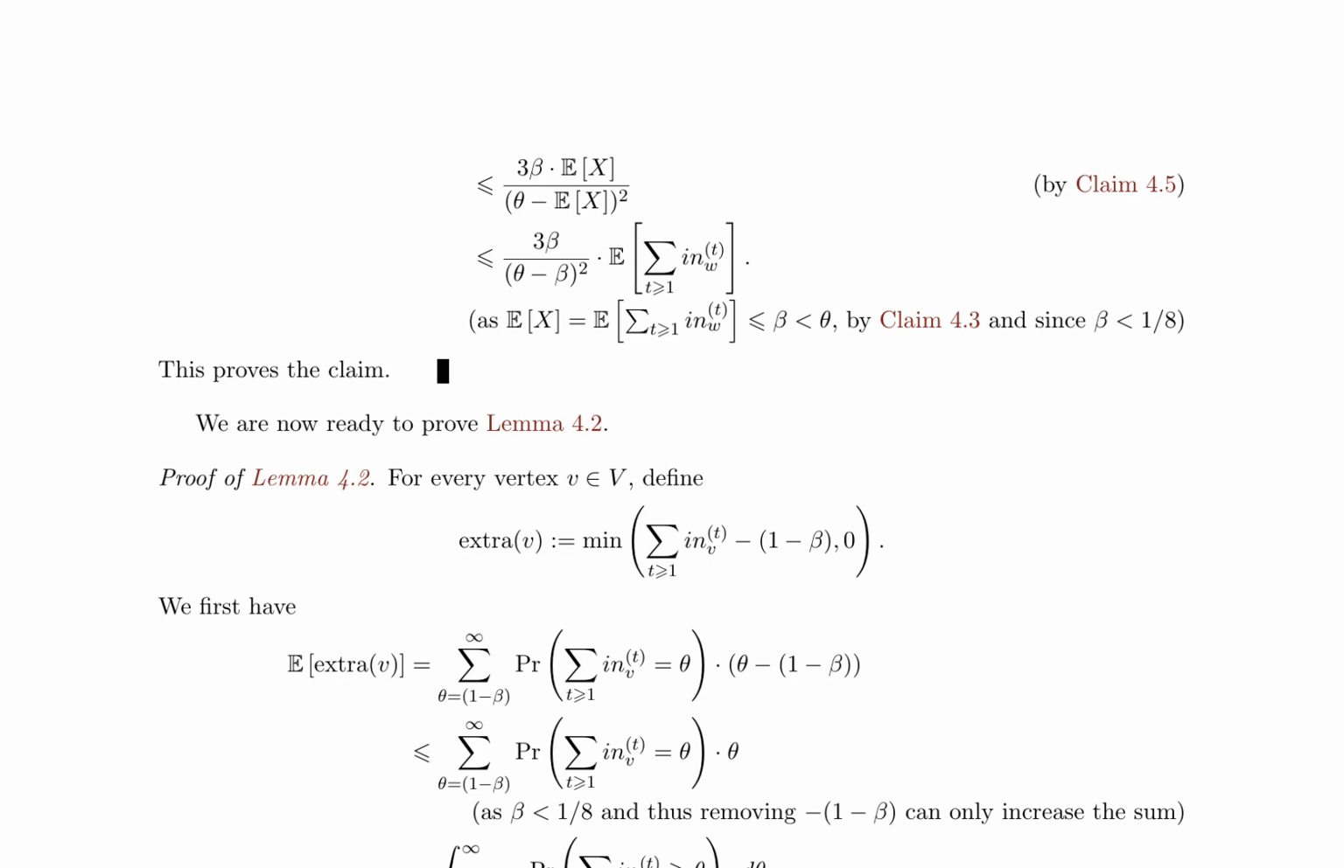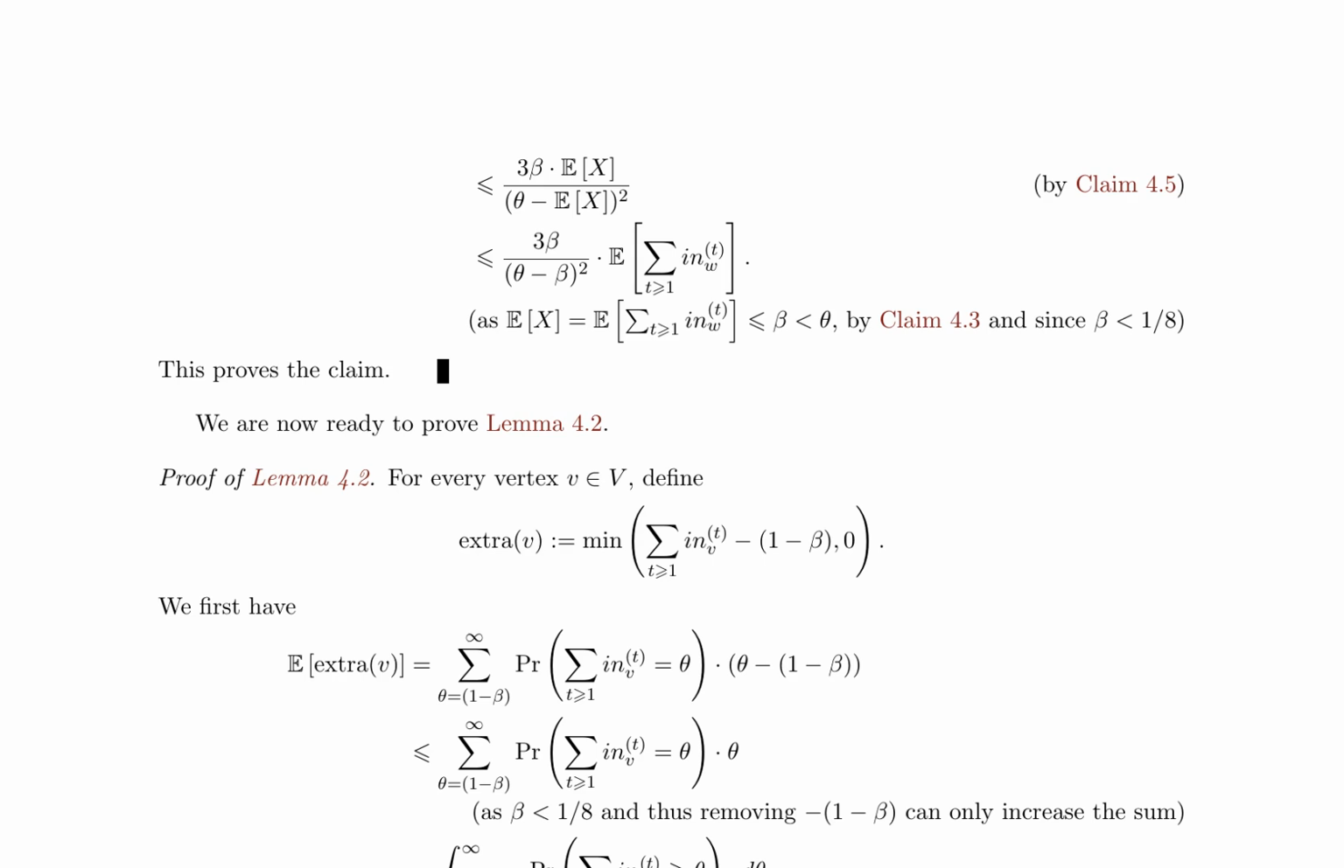Next, the proof of lemma 4.2 is provided, which gives a bound on the expected value of a function of the variable. This function, denoted as extra, v, is defined as the minimum of the variable minus a threshold and 0. The expected value of this function is bounded using the probability distribution of the variable and the fact that the threshold is less than the true value. The bound on the expected value of extra, v, is then used to derive a bound on the expected value of the sum of the variables over all vertices.